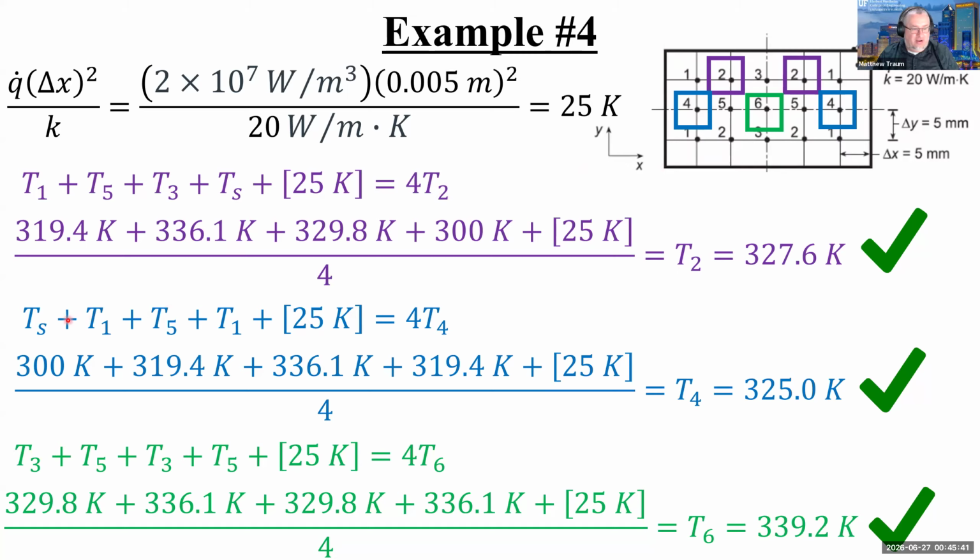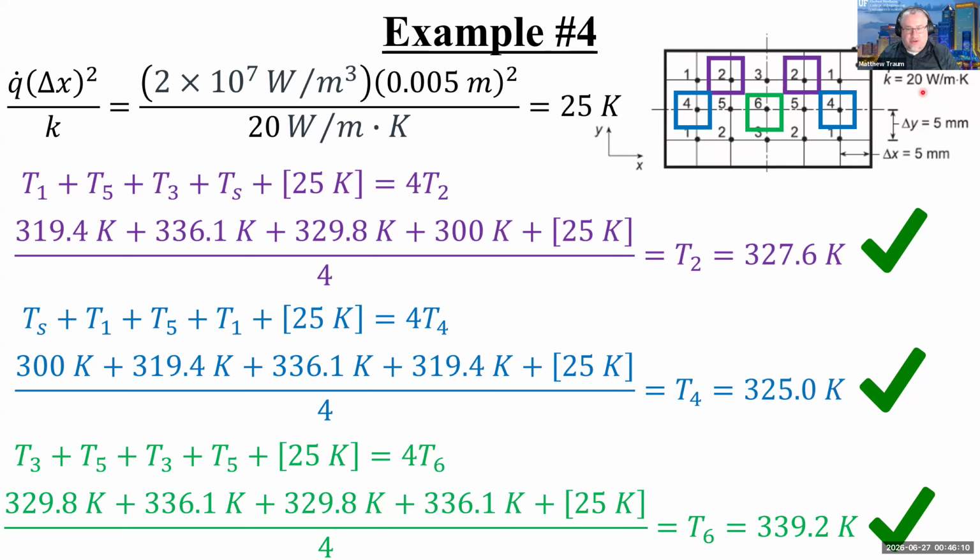But then, right, there's TS, but then it's surrounded by T1, T5, T1 again because we've got symmetry. And so that's T1, T5, T1. And then here's the 25 Kelvin from the heat generation. And then I'm going to just solve this and I get T4 is equal to 325 Kelvin, right? So that checks out with AI and with the book.